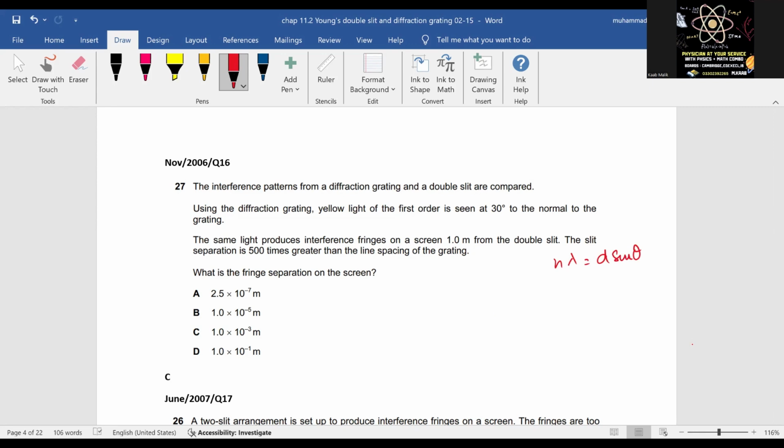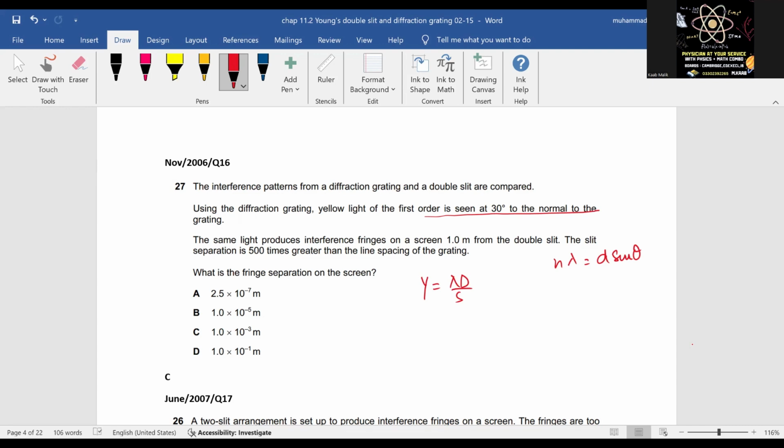Using the diffraction grating, yellow light of the first order, and the same light produces interference fringes on the screen 1 meter from the double slit. The slit separation is 500 times greater than the line spacing. What is this? Okay, fine. So basically, you have to relate both the formulas. Okay, y equals lambda d over s.